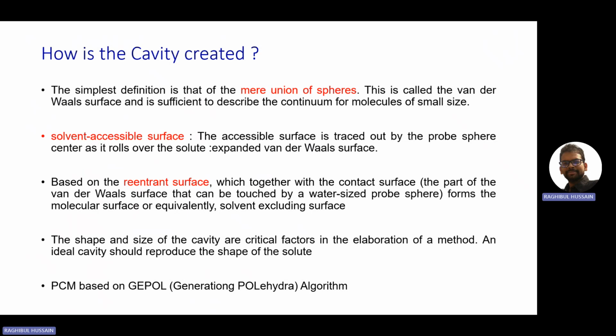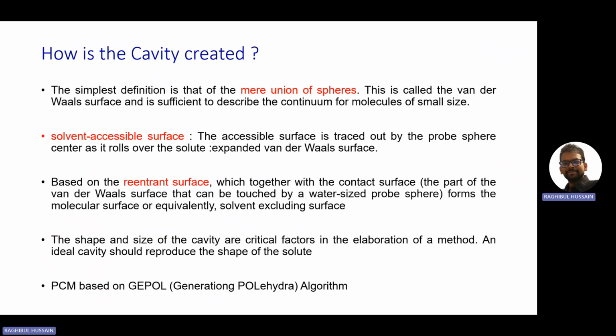Then there is the solvent accessible surface, because not all the surface of the sphere is accessible to the solvent. That's where the term comes from, solvent accessible surface. This is the accessible surface which is traced out by the probe sphere as it rolls over the surface of the solute. I'll show you the diagram in the next slide. Then you will understand.